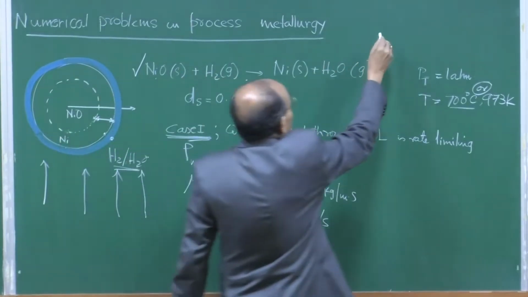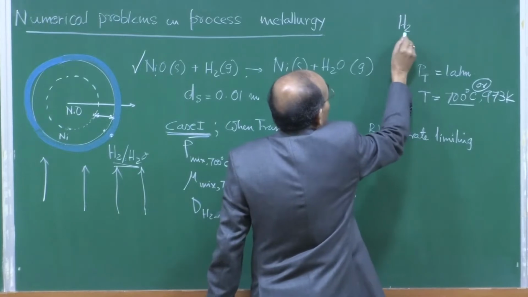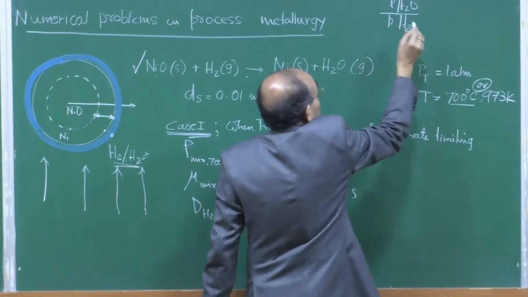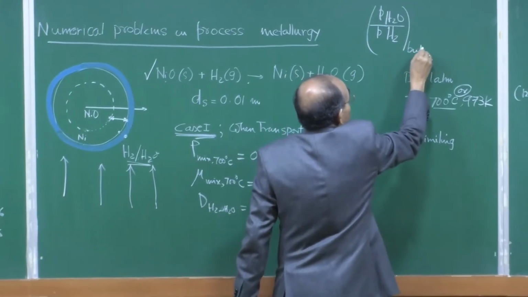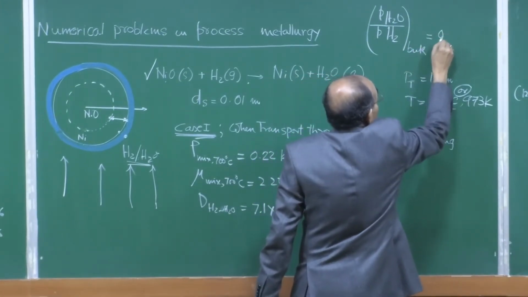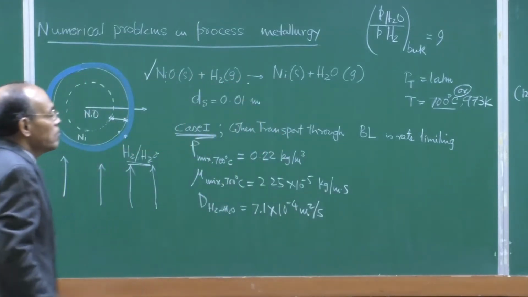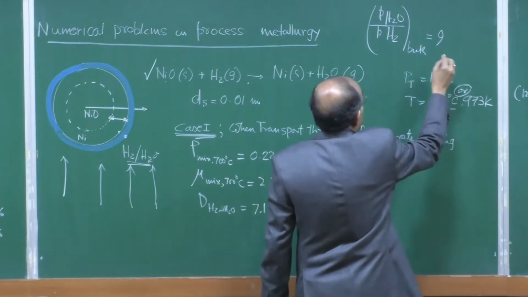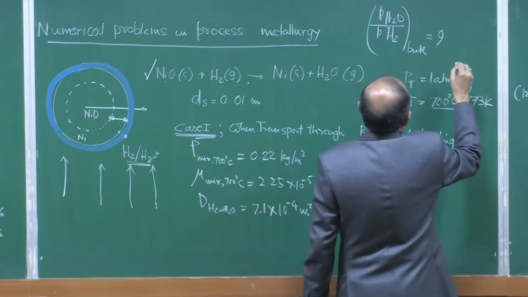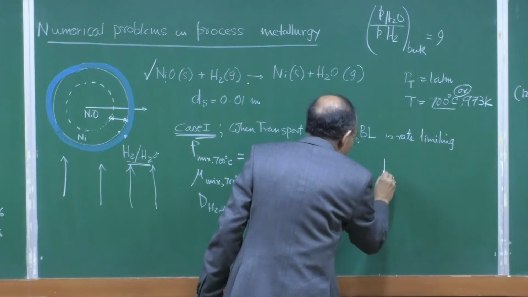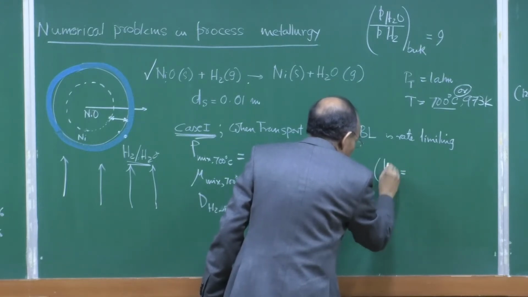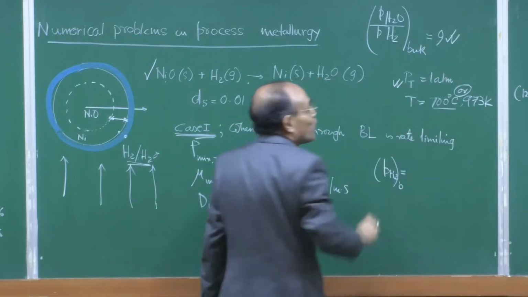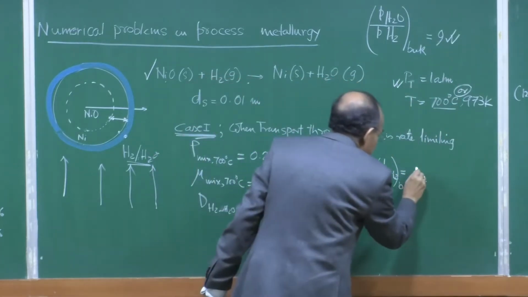So, we say that the pH2 to pH2O ratio in the bulk, this is given in the problem as data, is equal to 9. And this essentially tells us that 90% is H2O. So, therefore, we can say that pH2 in the bulk is roughly, on the basis of this, because the total is one atmosphere, 2 equations, 2 unknowns, we solve it and find that this is equal to 0.1.